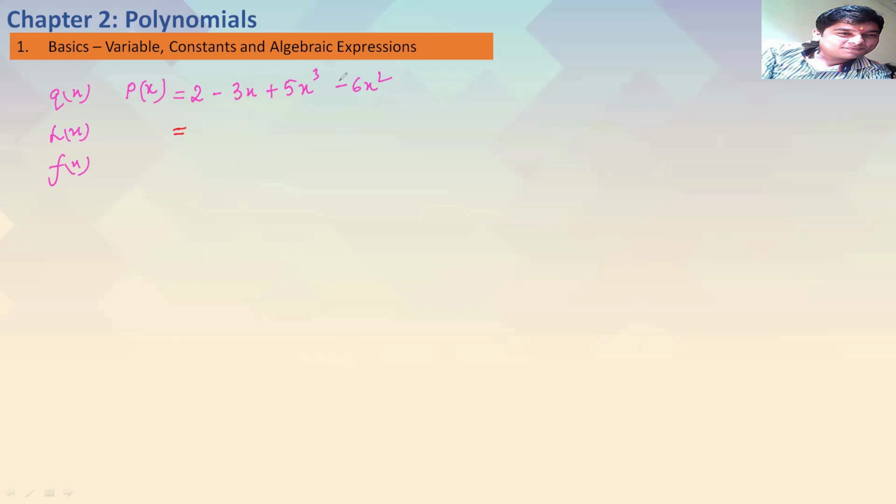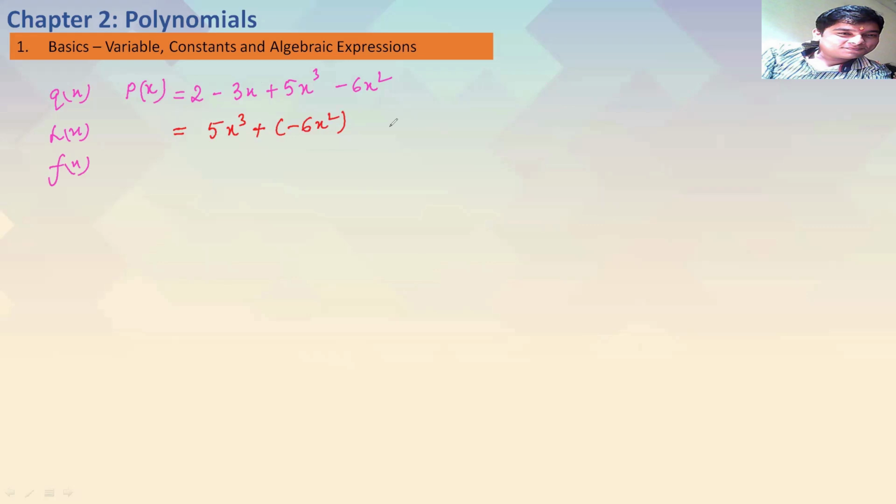And how is that the highest power? Power on x, exponent of x. 5x cubed. Yes, that is the highest power term. Positive 5x cubed. Very good. After that, it's minus 6x squared. Very good.